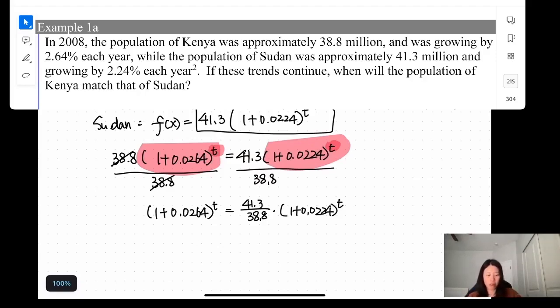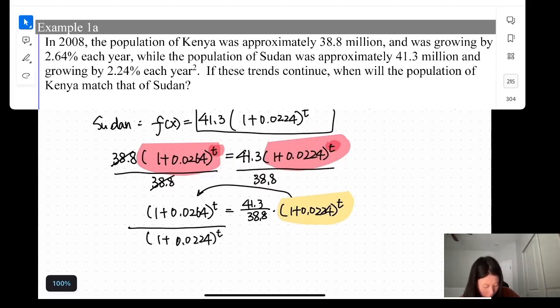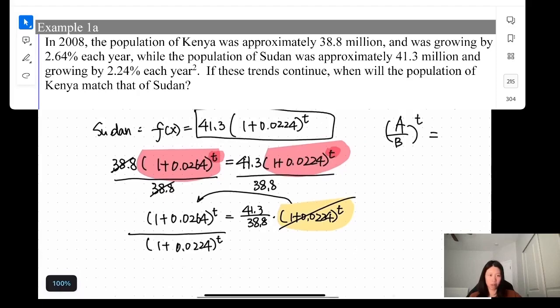The next thing is I would like to move this part to the left. Since they have a multiplication relationship, I want to divide both sides by it. So this is gone, and here's the equation. Remember the exponential property: if I have a over b to the t power, this is equivalent to a to the t power over b to the t power. They can be separated.